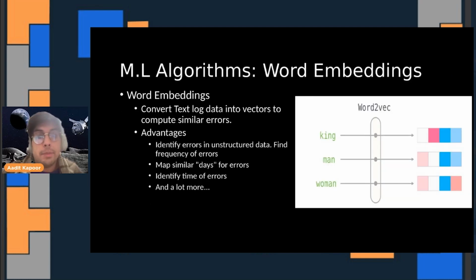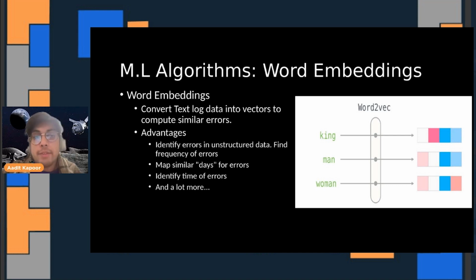So the first algorithm that I would like to talk about is word embeddings. Now, word embeddings have been heavily used in a lot of different places. But if we talk about log analysis, word embeddings have been used, but it's not that popular. So what do we have?